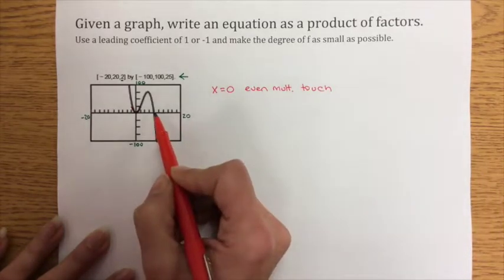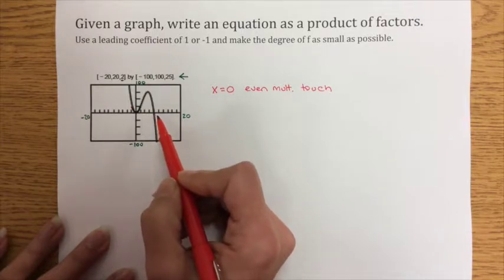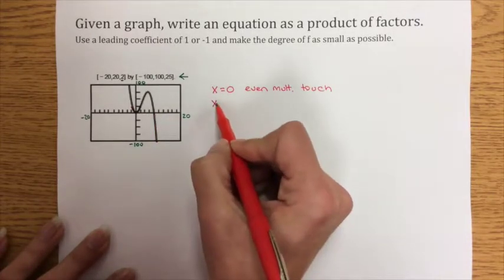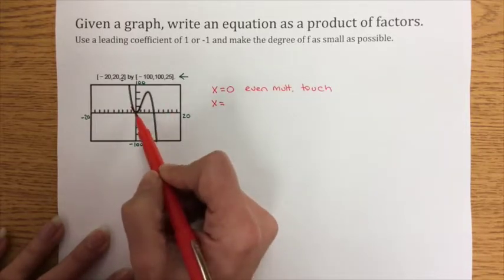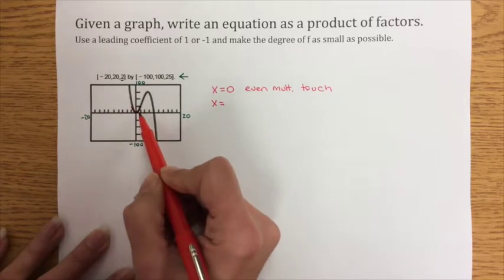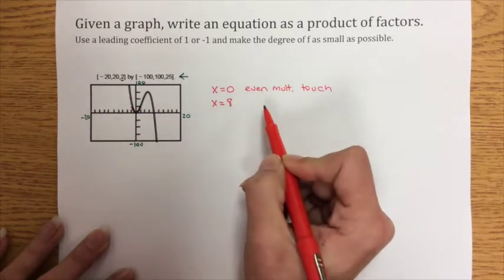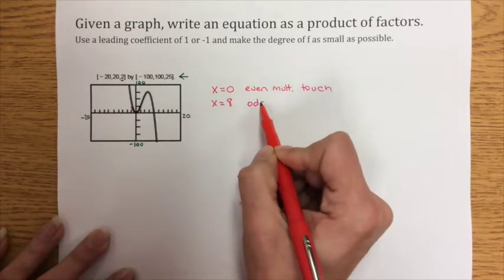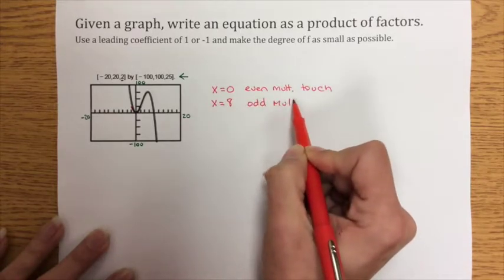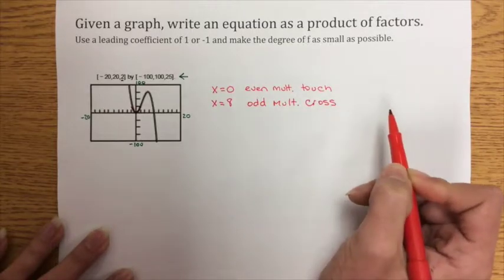This zero right here crosses like a line, so it has odd multiplicity. And let's figure out what that zero is. So the x's are counting by twos, remember, so 2, 4, 6, 8. So that is x equals 8. It has odd multiplicity, and that means that it's going to cross the x-axis.